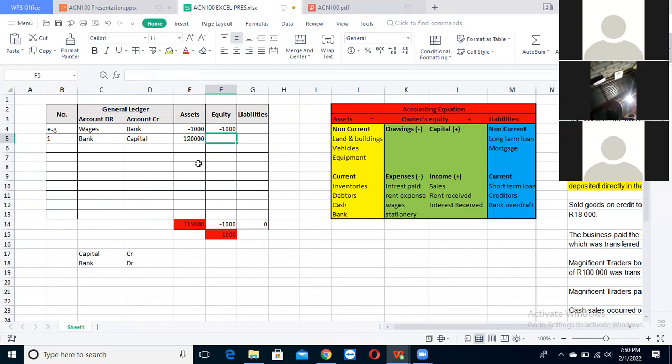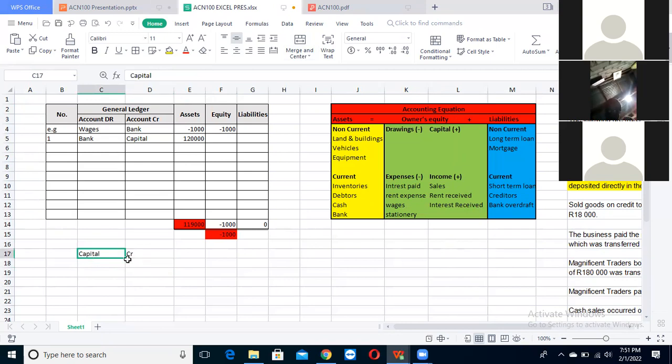And because we have not entered the transaction for the other account, you see that our equation is not in balance here. On the assets column, we've got 119,000. But if we sum up equity and liabilities, we'll find that we only have negative 1,000 because we have only entered one side of the transaction. Therefore, we have to enter the other side of the transaction to ensure that our equation is in what? Is in balance. So we have dealt with the bank account. We might as well delete it because we no longer need it.